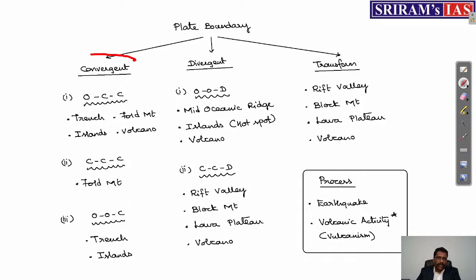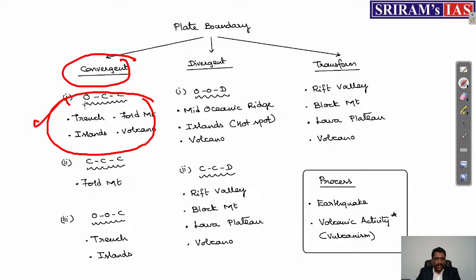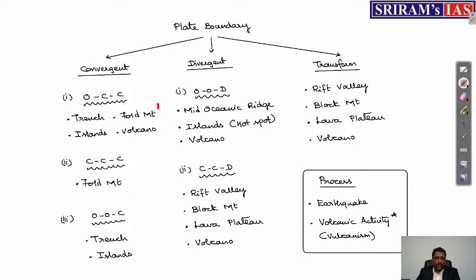Convergent boundary, if you take it, the maximum number of features is what? This one. Ocean side, I'll be having a trench, islands. Land side, fold mountain and volcano. So wherever I have fold mountain, there I'll be having volcano. But what is an exception? Himalayas is an exception. Himalayas is one of the few fold mountains in the world which is not associated with volcanic activity, right?